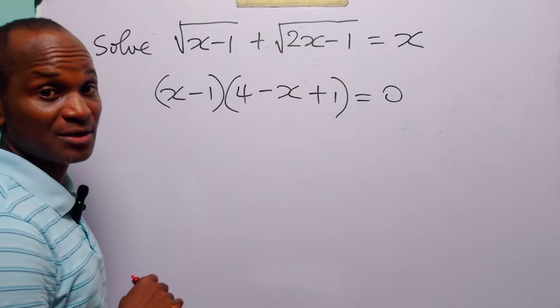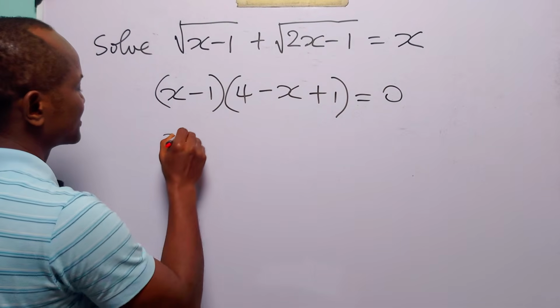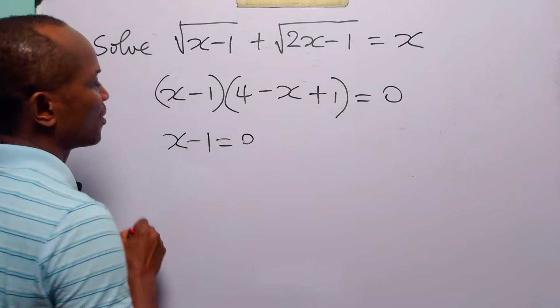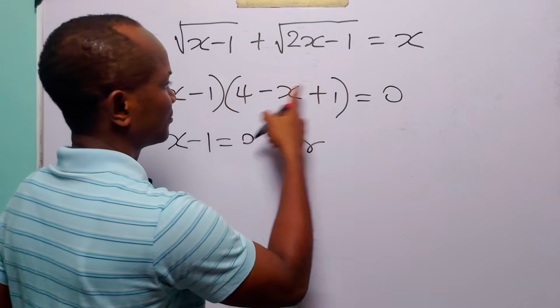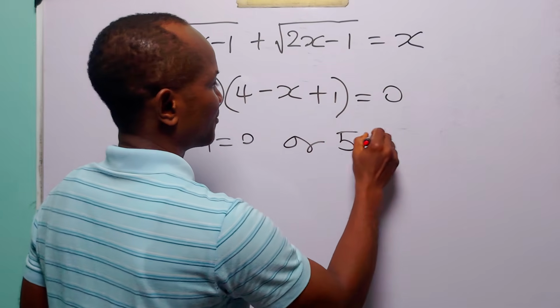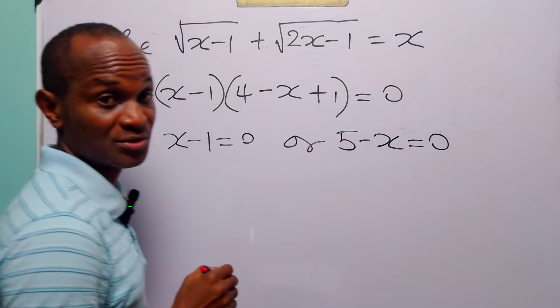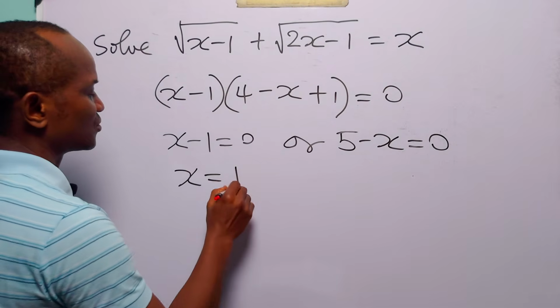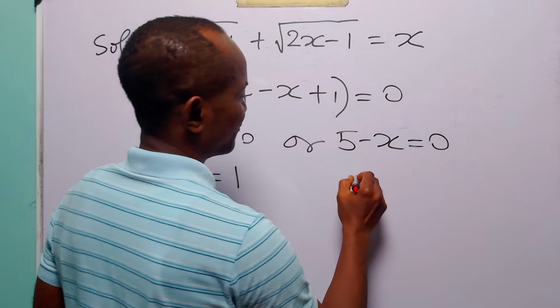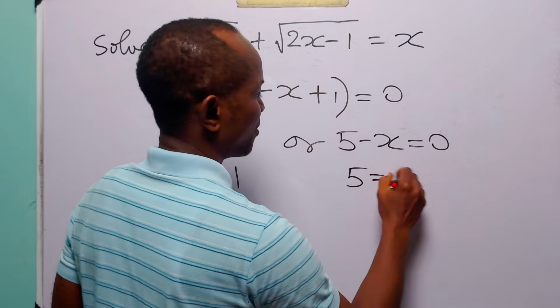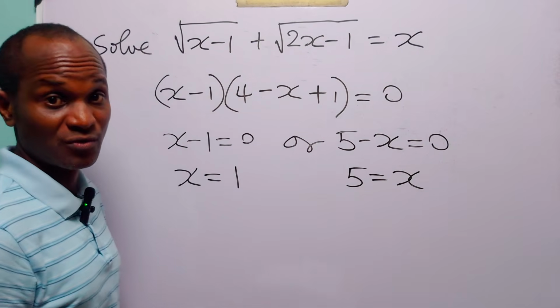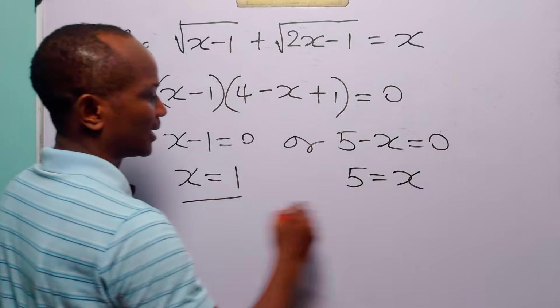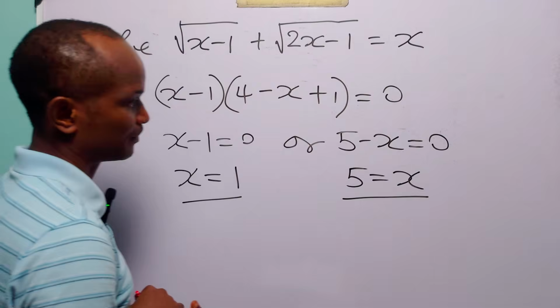And of course, from this equation, we have that either x minus 1 is equal to 0 or 5 minus x is equal to 0. Now, from here, we have that x is equal to 1. And from here, we have that 5 is equal to x. So we have two values of x, 1 and 5.